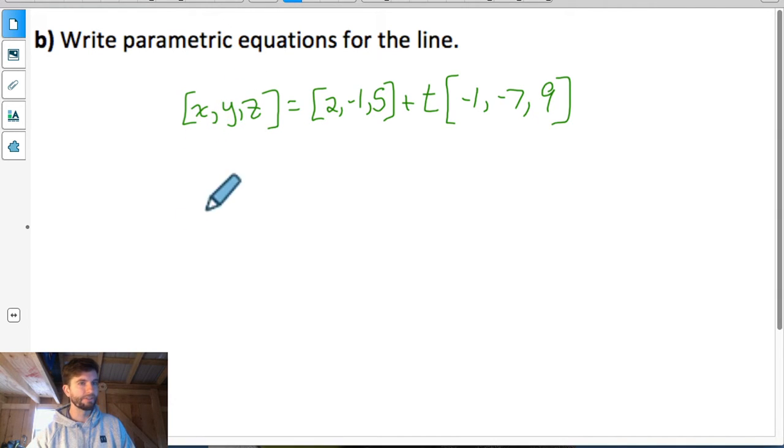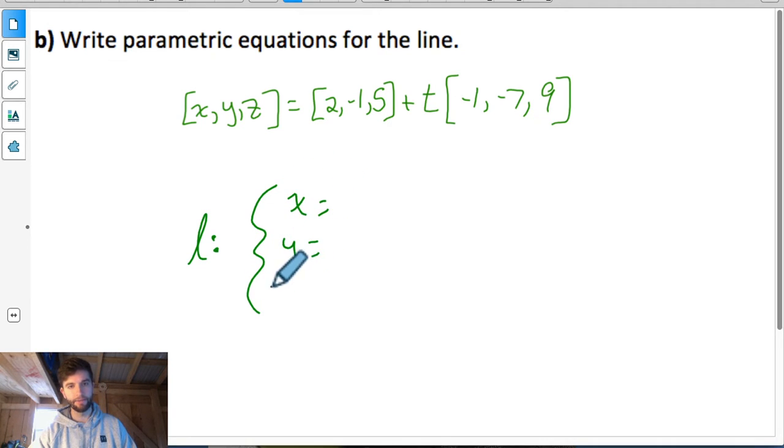Okay, so the parametric equations of the line. We need an equation for the x, y, and z components. So for the x component, we have 2 minus 1 times the scalar t. So the x component is equal to this part of the position vector plus t times this part of the direction vector. So x equals 2 minus t.